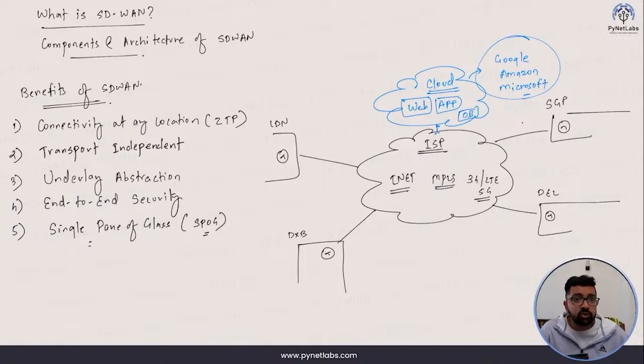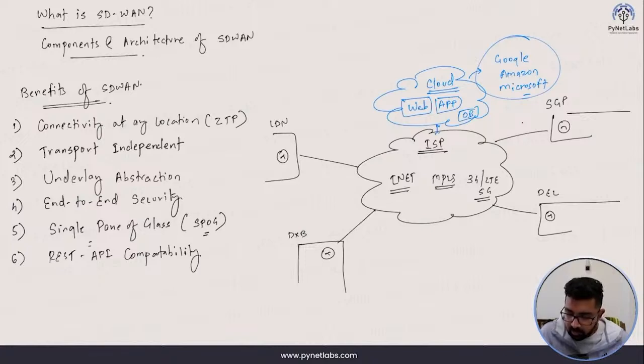And post that, you have various ways to interact with the controllers because you have REST API compatibility. So you can also achieve some sort of automation in order to push configurations or manage your entire WAN infrastructure with the help of REST API programmability. So that's something that you achieve by implementing an SD-WAN fabric into your network.